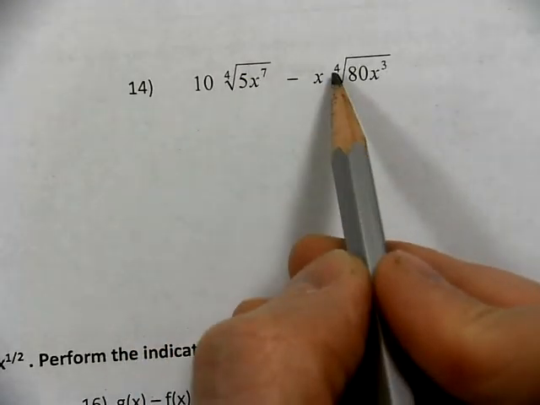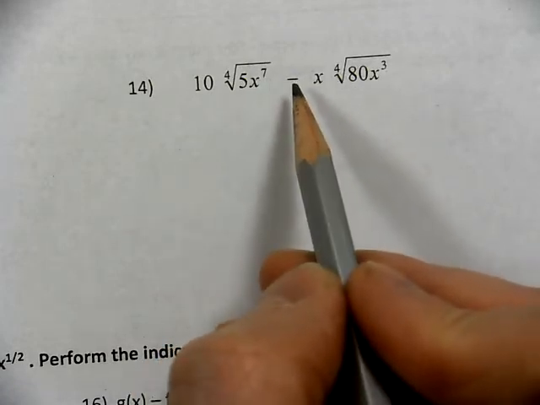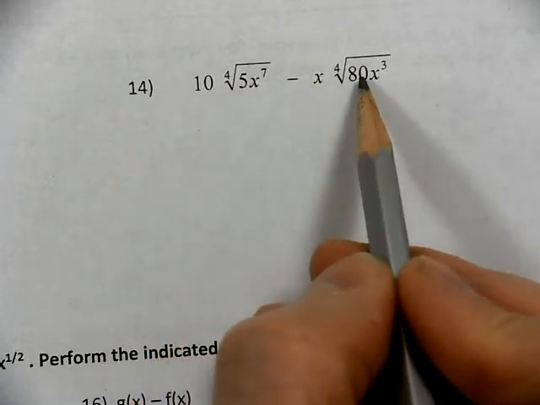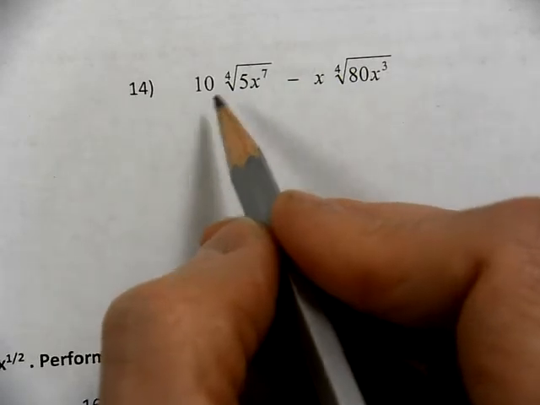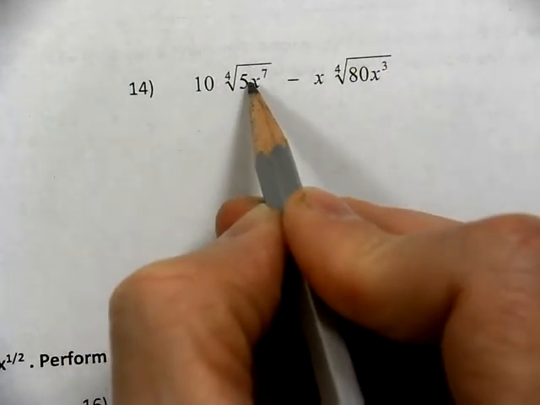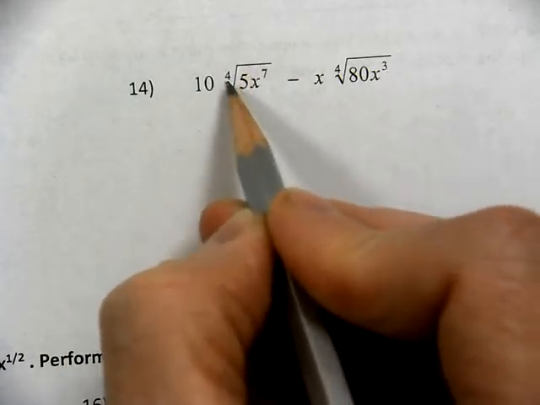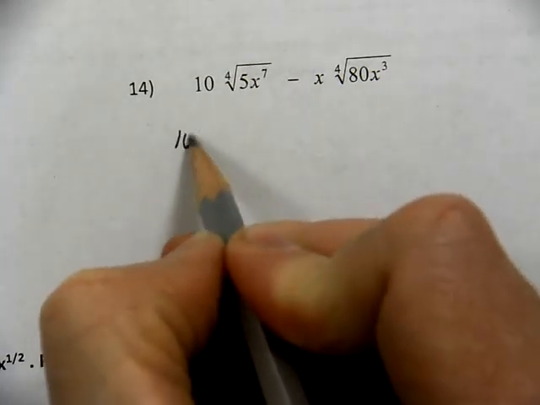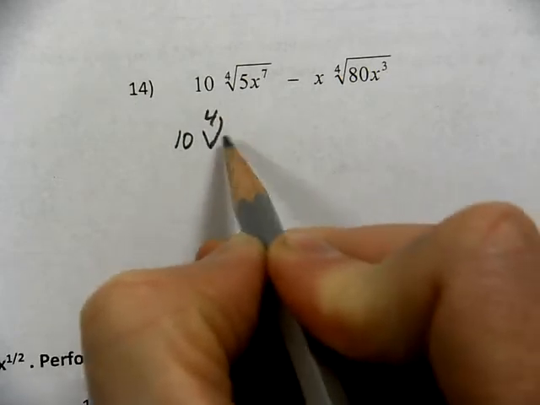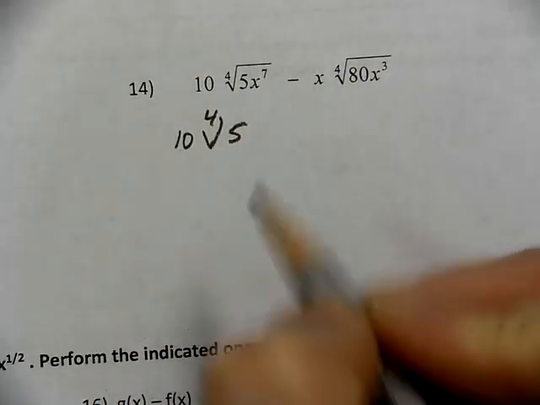Here we notice the indexes are the same, which is a requirement to be able to add or subtract, but the radicands are not the same. Can we make them the same? So, what can I do? How can I simplify this radical? Just focus on the radical itself. There's nothing I can do with the 5.